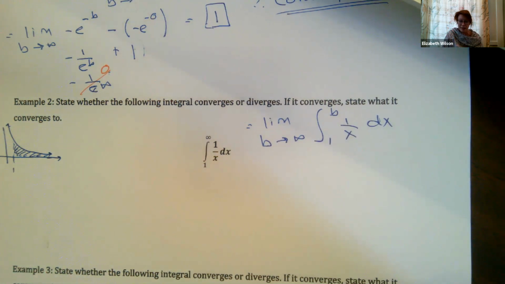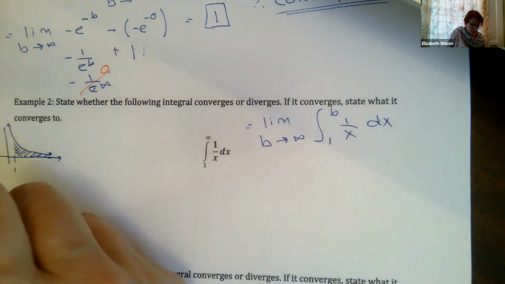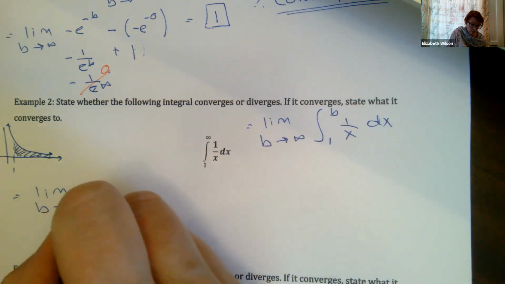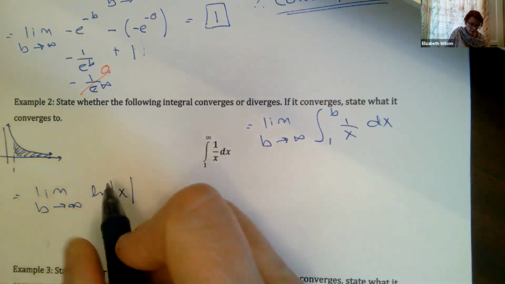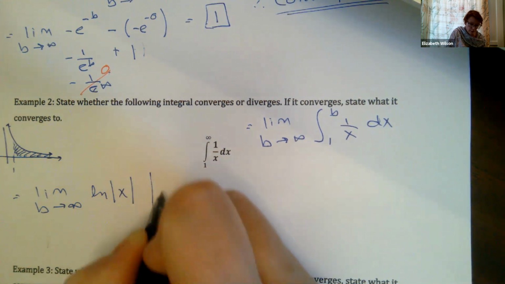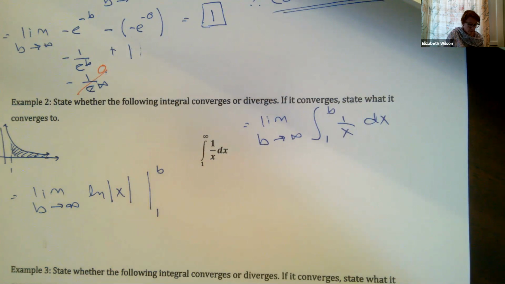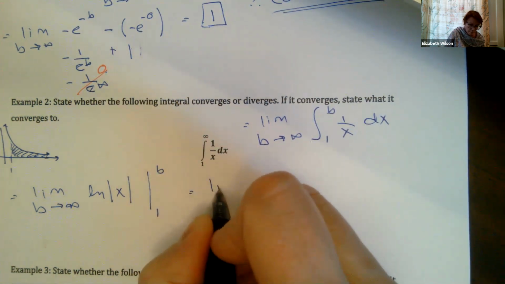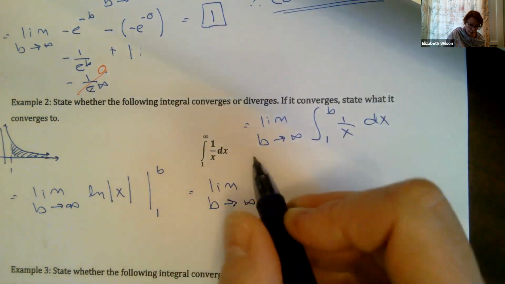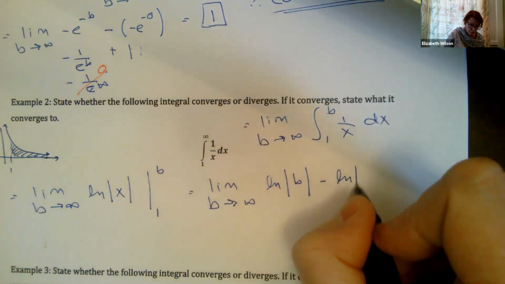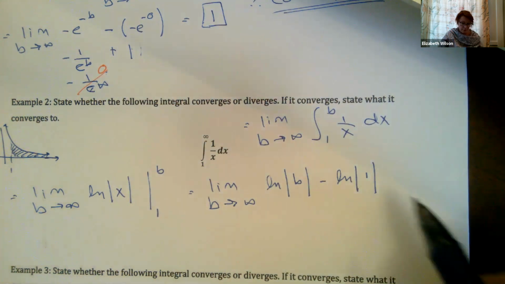That means when I integrate it, I get natural log, right? So this is equal to the limit as b goes to infinity of the natural log of the absolute value of x, and I'm going to evaluate that from 1 to b. Don't forget, you don't need the plus c because I'm evaluating this. So let's plug this in. This is equal to the limit as b goes to infinity of natural log absolute value of b minus natural log absolute value of 1, right?